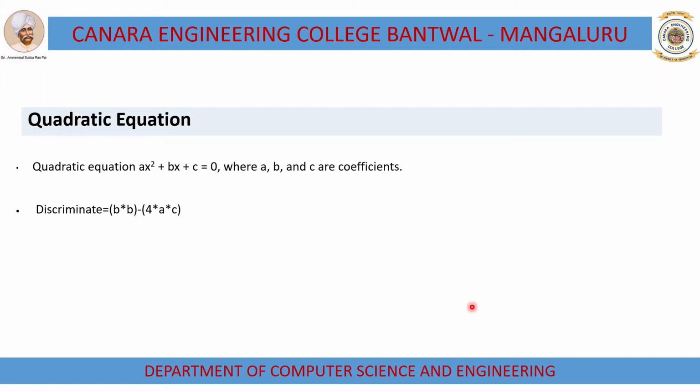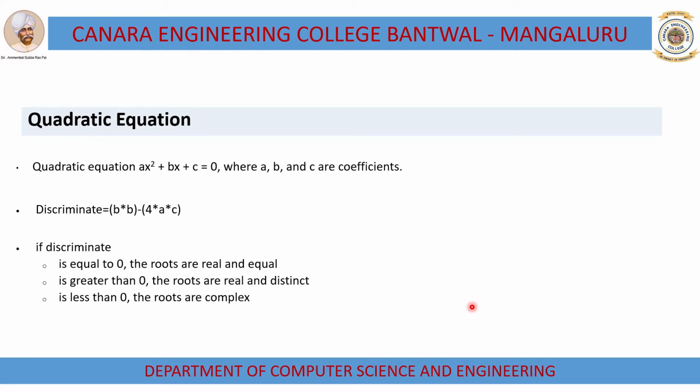When I take the discriminant by the formula b square minus 4ac, there are three possibilities. If d, the discriminant value, is 0, then the roots are equal. If the discriminant value is less than 0, then the roots are imaginary. And if it is greater than 0, then the roots are distinct. Now we'll see how we can implement this program by applying this formula.